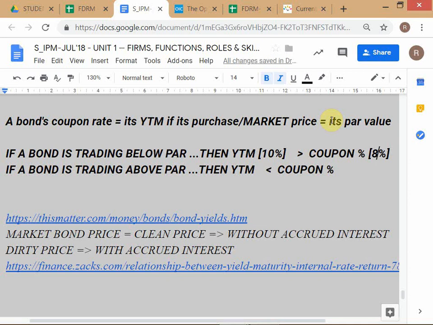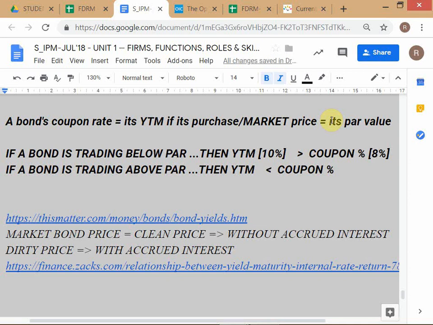Because the market price of the bond is equal to the par value of the bond, that means we are saying that the market's desired yield on the bond is equal to the coupon rate on the bond, right? Because if you buy the bond at par, what will you get? If the bond's coupon is 8%, you'll get the 8% plus you'll get the principal also, right? So you will realize an 8% return on the bond.